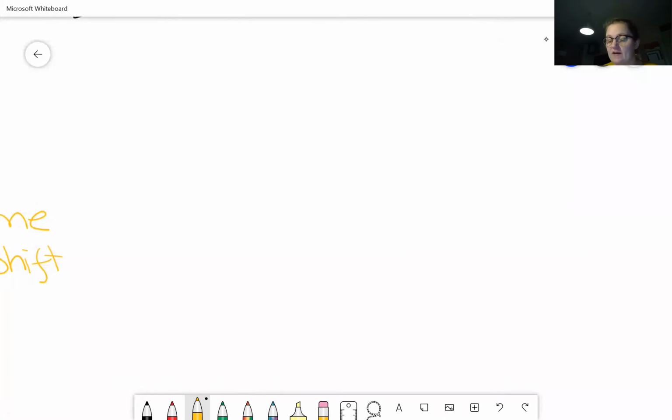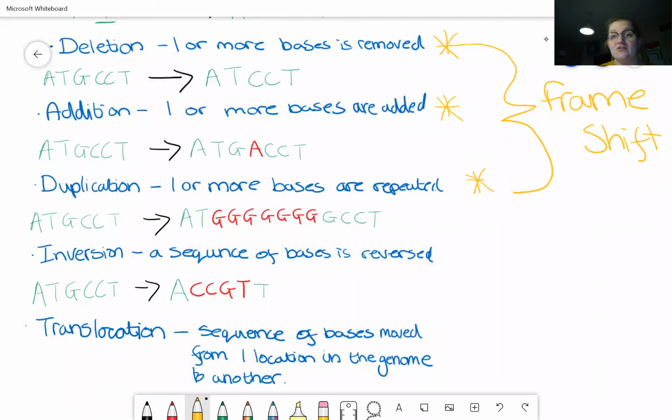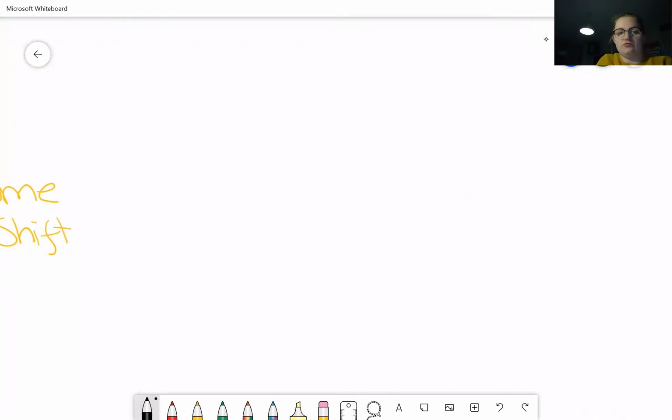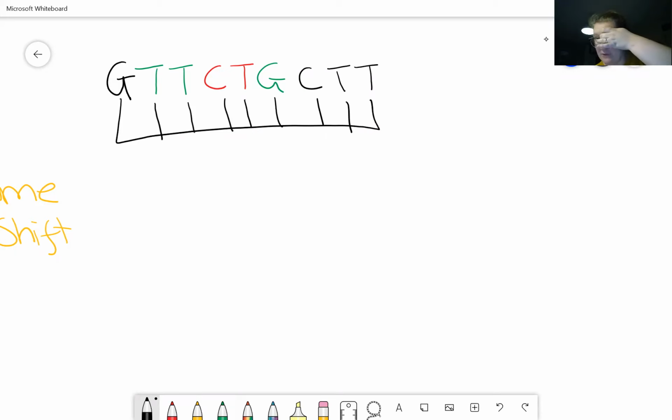Let's have a look at another example, this time using an inversion, because like I said down here, not all inversions are going to cause a frame shift. So let's look at one example where an inversion doesn't. I'm going to draw you the original gene. I'm going to have G, T, CT, G, CTT. I'm doing them in different colours so that when I do the inversion, you can see it easier. It's literally the only reason I've done that. Okay, so that is our original gene.